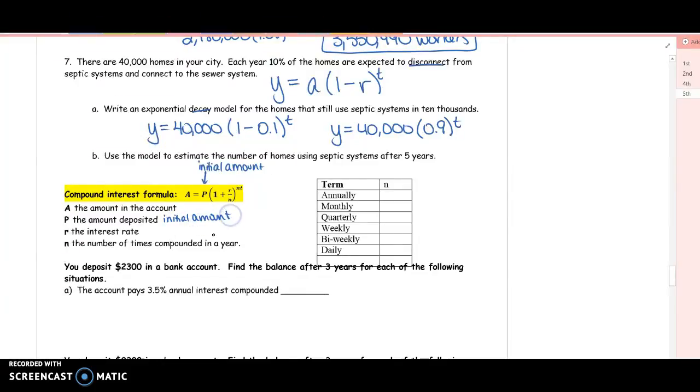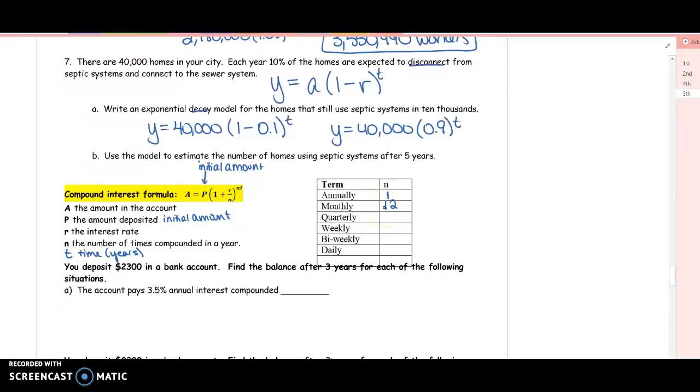R is your annual interest rate, and N is the number of times the interest is compounded in a year. And it's not written here, but T is the amount of time in years. So if it says your interest is compounded annually, how many times per year is annually? Once. Monthly, how many times per year is monthly? How many times per year is quarterly?